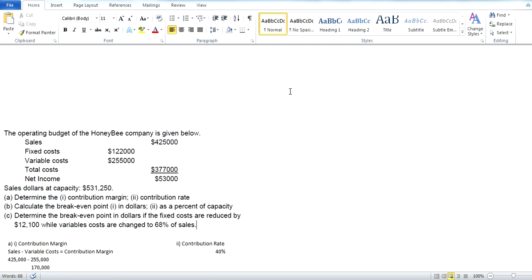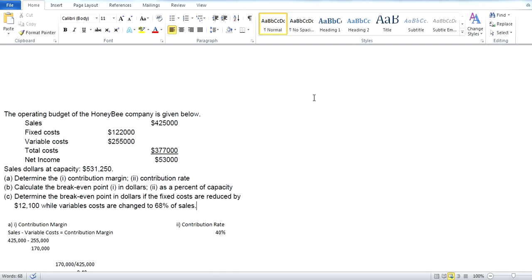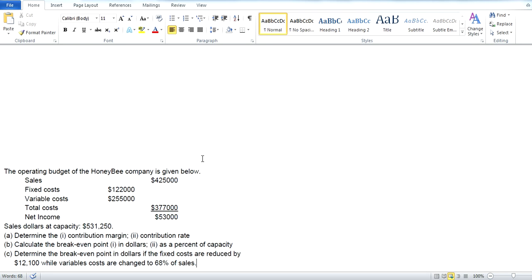Okay, and here is an example that I wanted to run through with you guys. I'm going to just bring it up as we go through. The operating budget of Honeybee Company is given as follows. This is an example where they're not giving us our sales or our variable cost by unit. They're giving it to us in total dollars. So we know that we have to use the formulas, and we're determining the percentages ourselves.